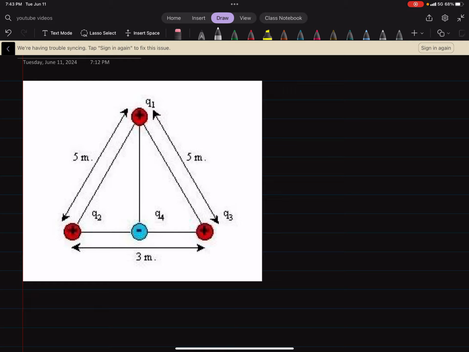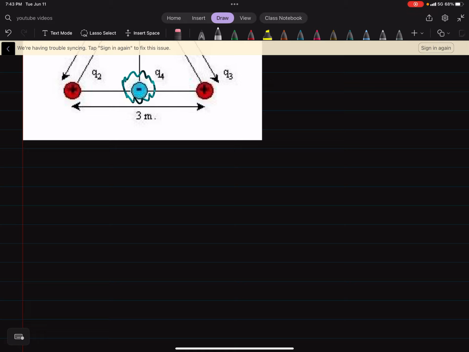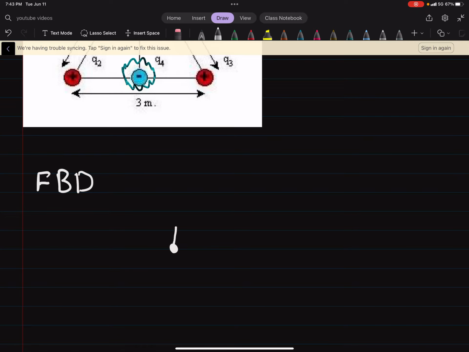So we're interested in, I guess I'll use this color that stands out, Q4. We want to know the force on Q4. So it's always helpful whenever you're interested in forces to draw a FBD, a free body diagram. And we'll do this of Q4 because that's the charge in question. And well, I guess we'll start with Q1. So Q1 is a different charge than Q4, so it's going to attract it.